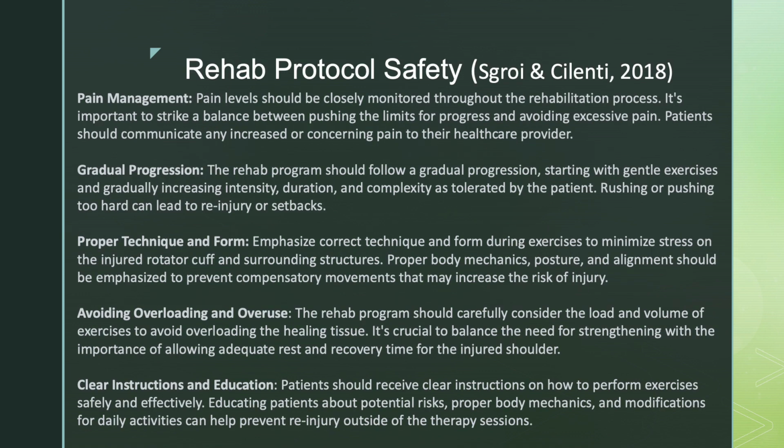So, rehab safety protocol. As we all know, safety is key. How do we get somebody through the rehab process, and what kind of protocols will we use? We will use pain management, gradual progression, proper technique and form, avoiding overload and overuse, and clear instructions and education. First, to start with pain management, we need to ensure that we manage the pain as we go through rehab.